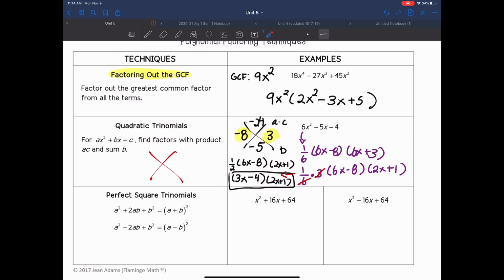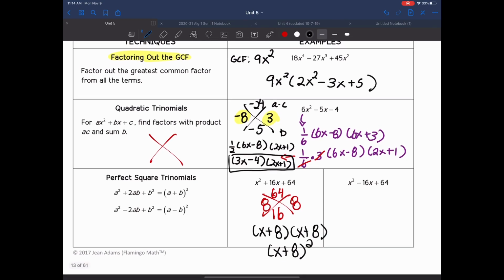So if it follows that general pattern, then you say, hey, this is a perfect square trinomial. Now, another way you could do this is just by using the normal method of factoring, or the factor diamond. So I'm going to use the factor diamond just to show you. We have a times c is 1 times 64, and b is 16, factors of 64 that add up to 16. Well, I know that 8 times 8 gives me 64. 8 plus 8 gives me 16. So this is really x plus 8 times x plus 8, or x plus 8 squared. So that's going to be a perfect square trinomial.